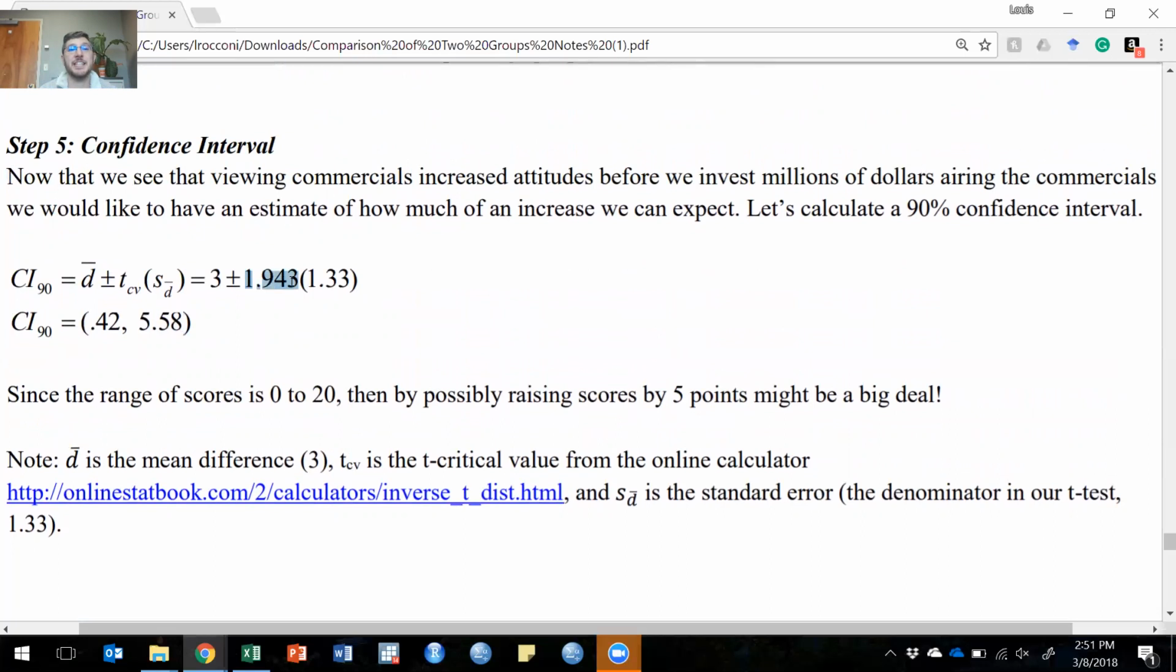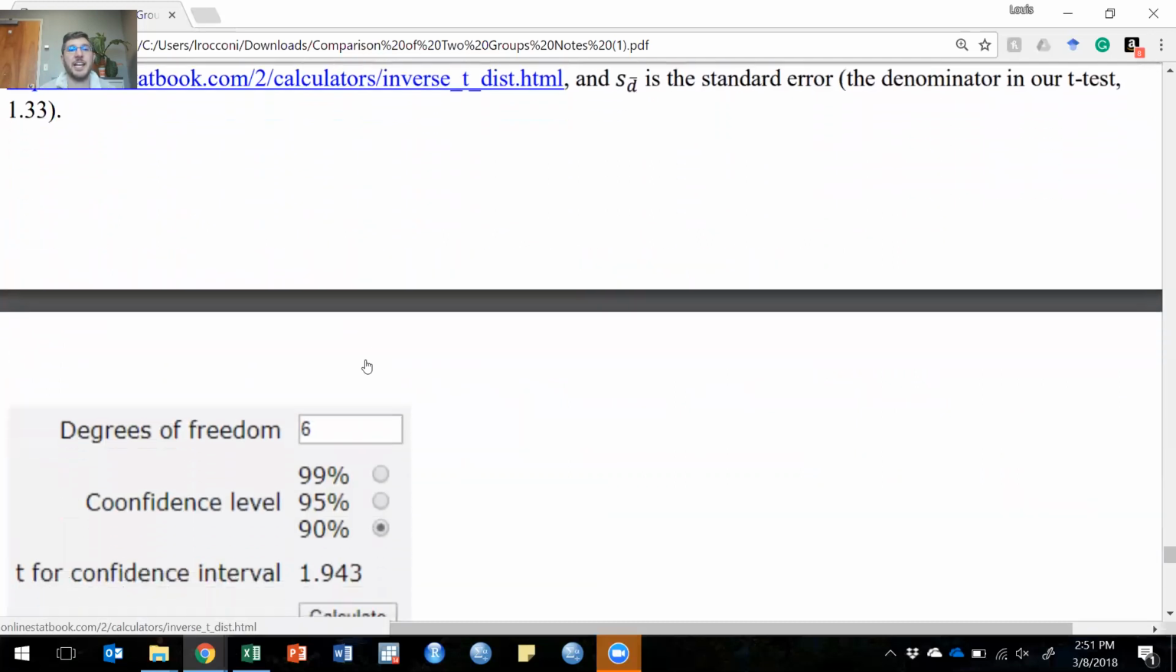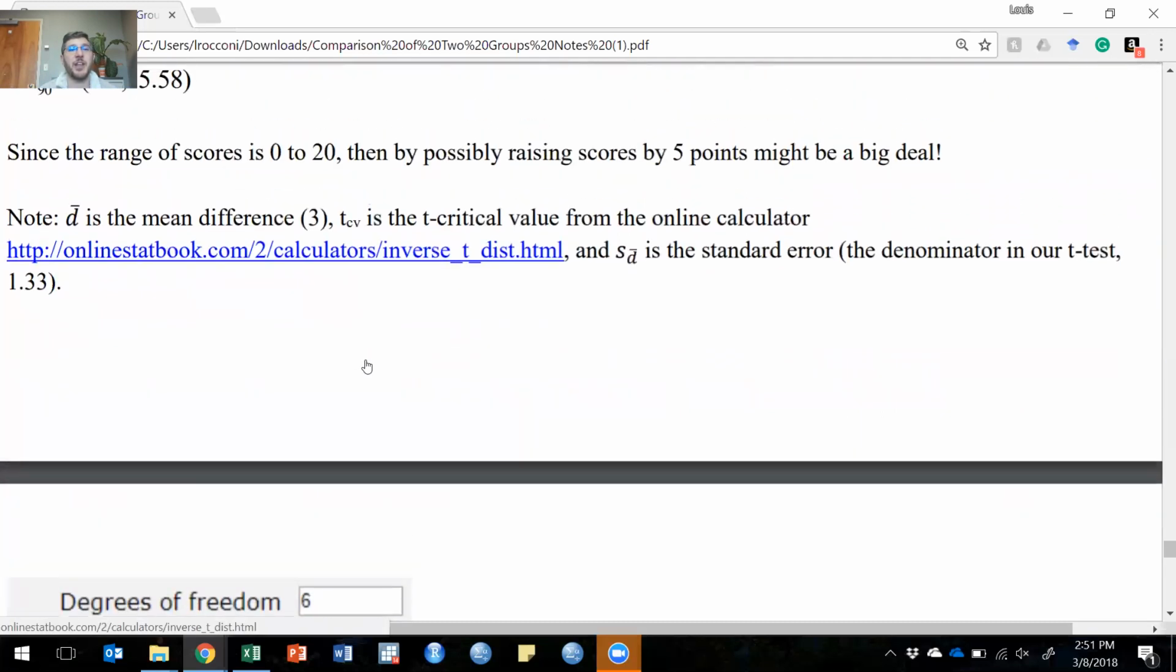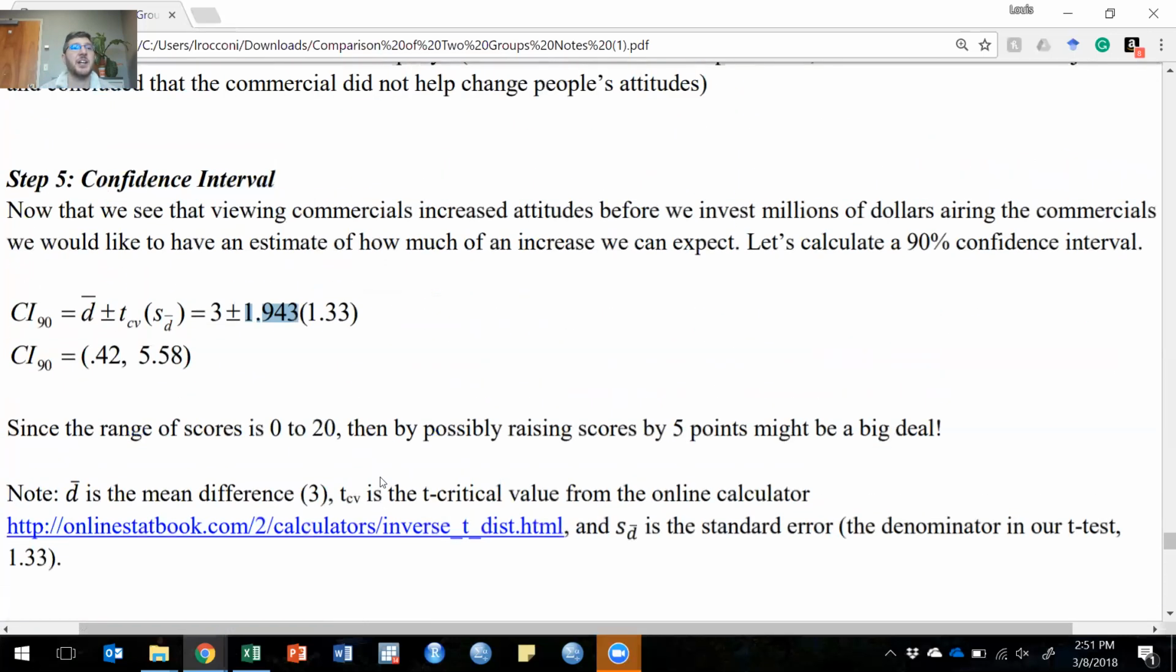You would get the t critical value from this online calculator here. Then we go to that website, you give it the degrees of freedom and what confidence level you want, and it gives you the t critical value to use in the confidence interval calculation. This is another one you don't have to worry about because SPSS gives you the confidence interval.